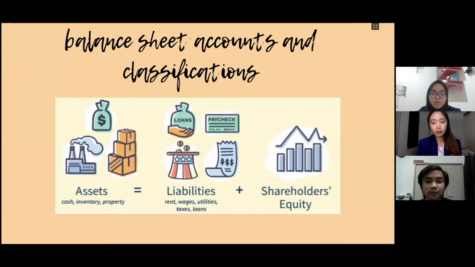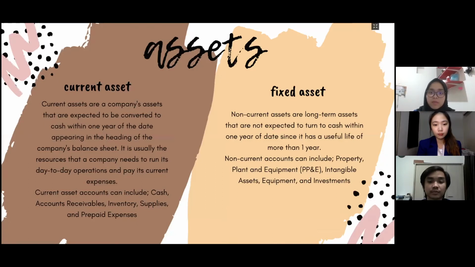Now we move on to the balance sheet accounts and classifications, in which the general accounting rule is assets equals liabilities plus shareholders' equity. Now first, assets can be classified into two types, current and fixed assets. Current assets are a company's assets that are expected to be converted to cash within 1 year of the date appearing in the company's balance sheet.